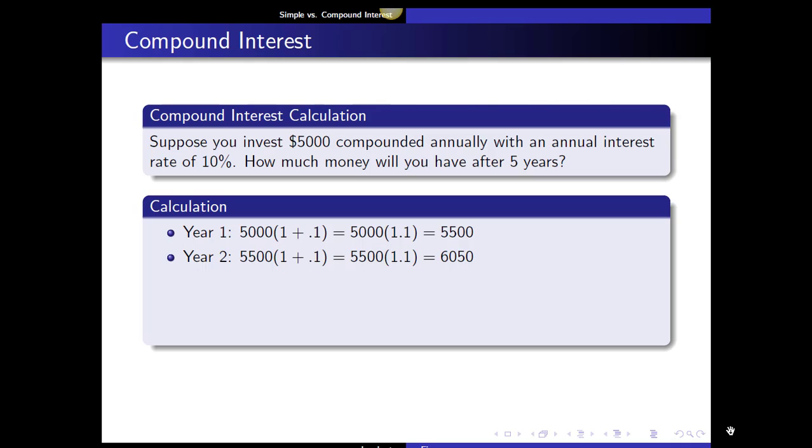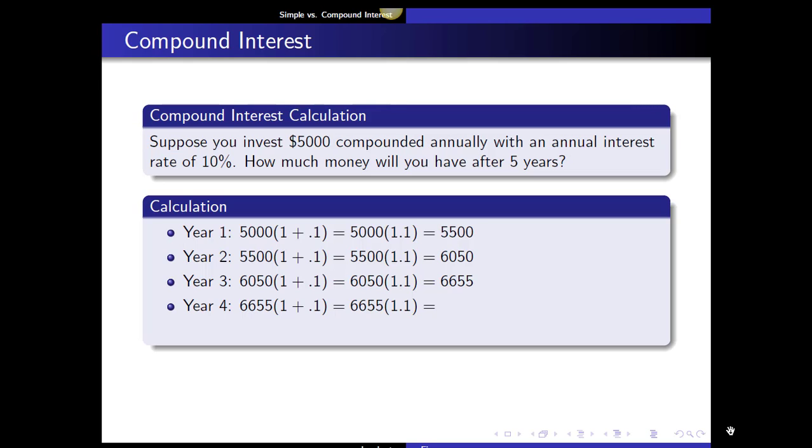Now we want to apply the 10% interest to the 6,050 to get our year 3 outcome. You take the 6,050 times 1.1, or 1 1/10, and that's 6,655. Once again, we're applying the 10% interest to the year 3 outcome. So 6,655 times 1.1 gives us $7,320.50. Finish that by applying the interest to the $7,320.50, and we actually get $8,052.55.